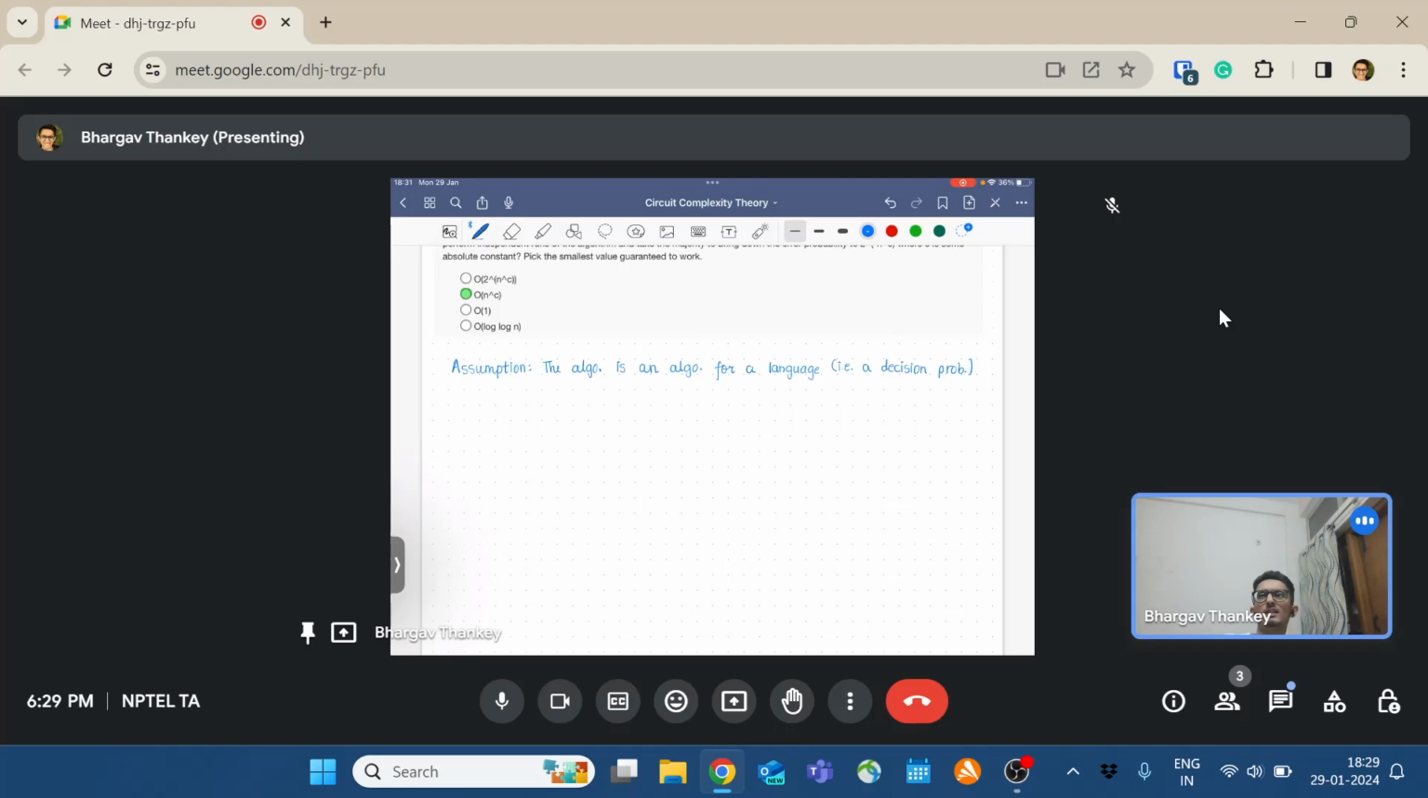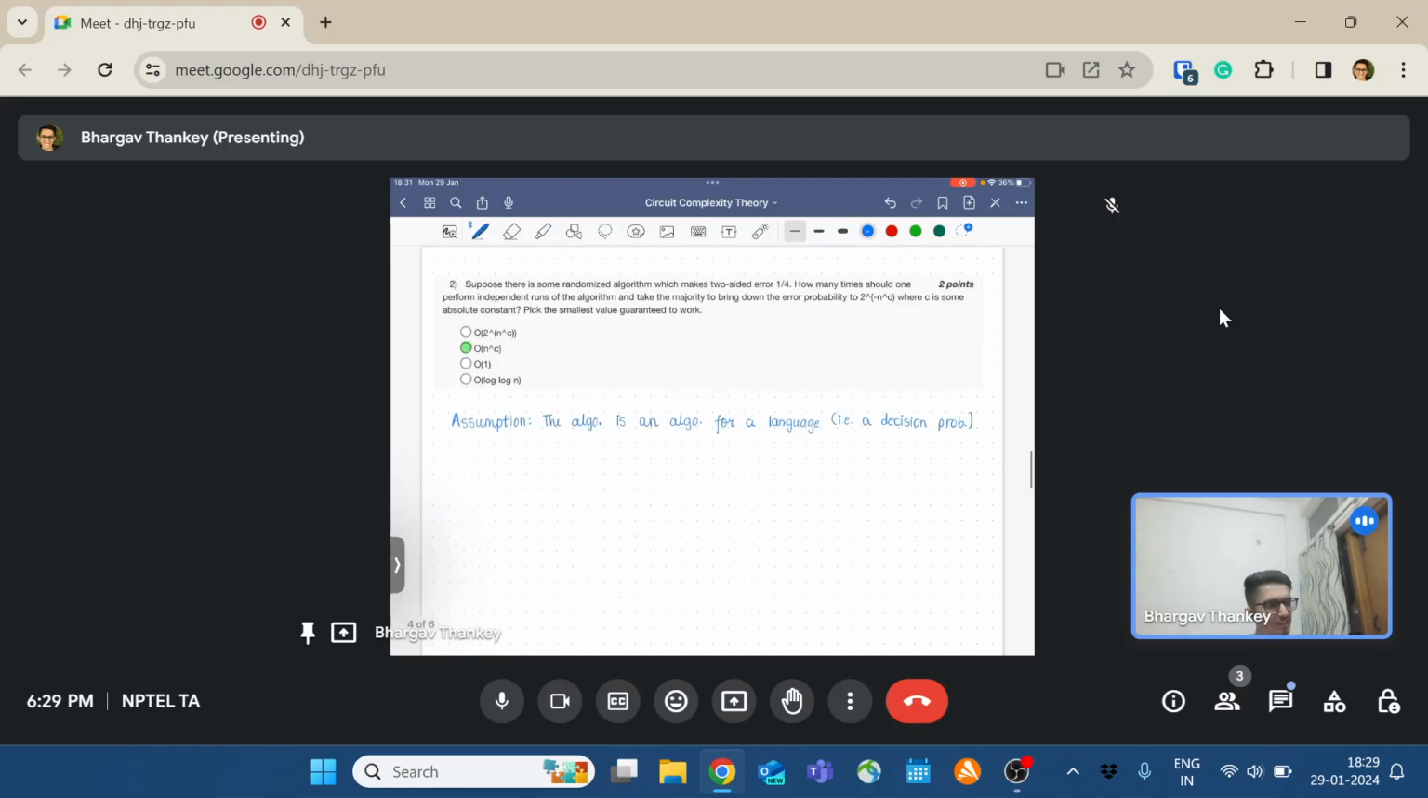Okay, so one thing you can try is just run the algorithm multiple times and check if it satisfies the condition. Yeah, so one thing you can do is just run it multiple times. But wait, for search, there is no notion of two-sided error.